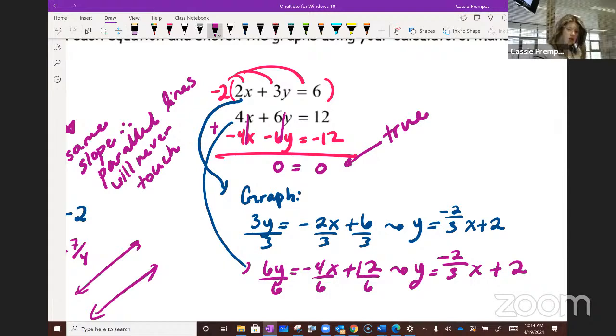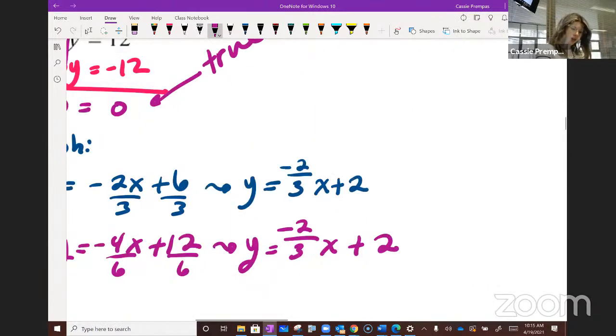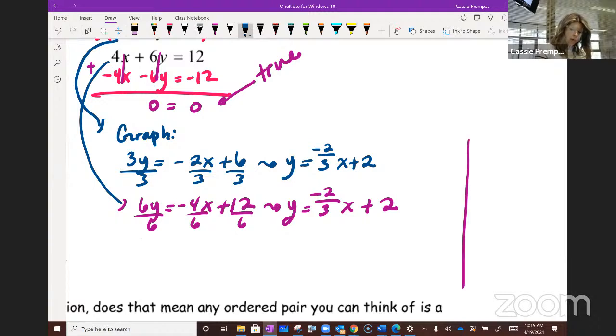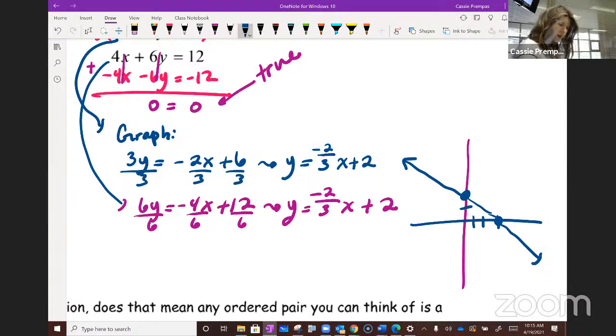Okay, so let's think about this graphically. They're the same line, true. So if I'm graphing that first line at a y-intercept of 2 and a slope of -2/3, down 2, right 3, every single point on this line, every x, y, is a solution to that line. Any ordered pair will make this equation true. And if I graph this line, y equals -2/3 x plus 2, every point on that line makes the equation true. There are an infinite number of solutions.